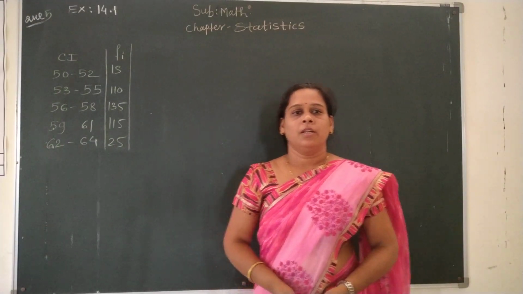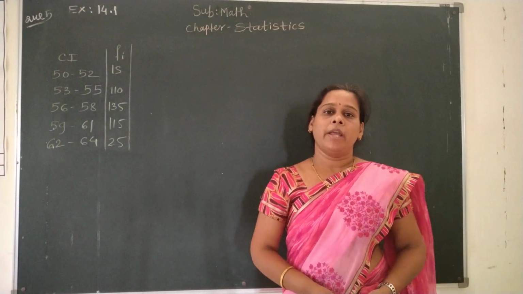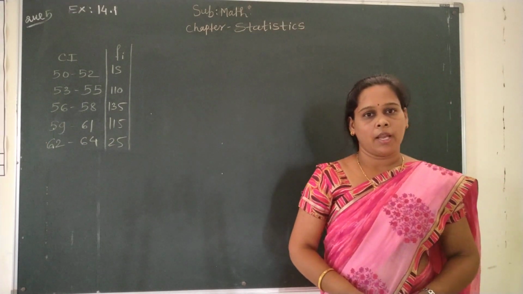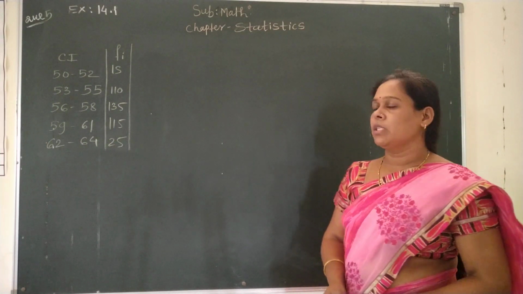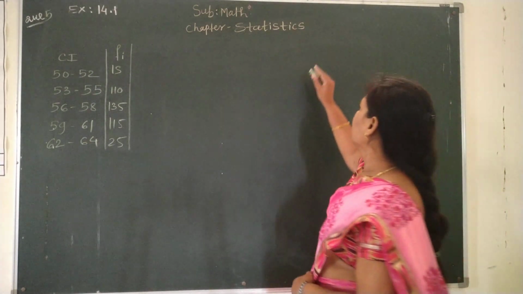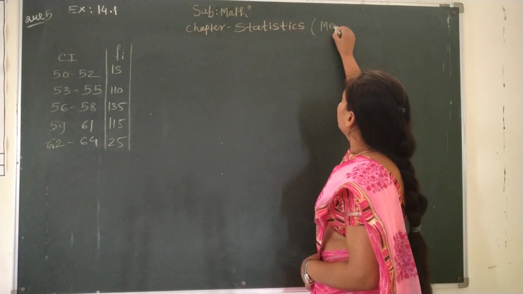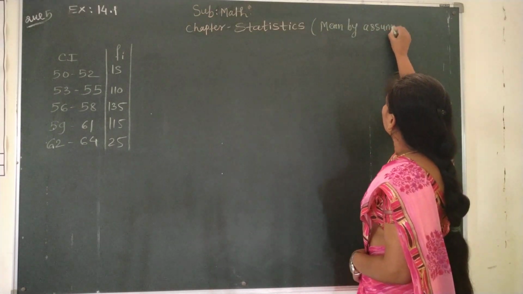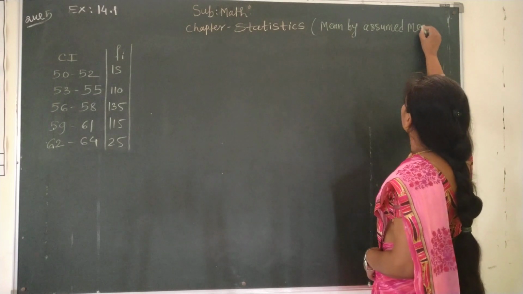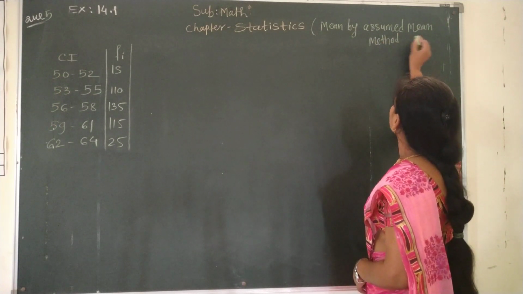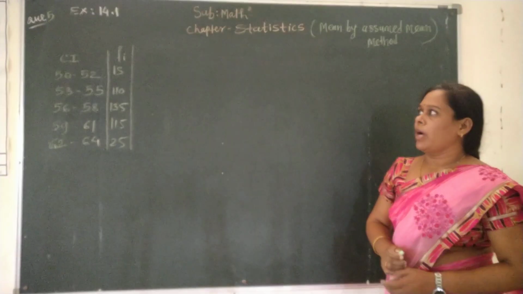Hello friends, now we will discuss the next method of the mean. First method we discussed was the direct method. Now here we discuss the assumed mean method. Mean by assumed mean method. By using this method we find the mean.